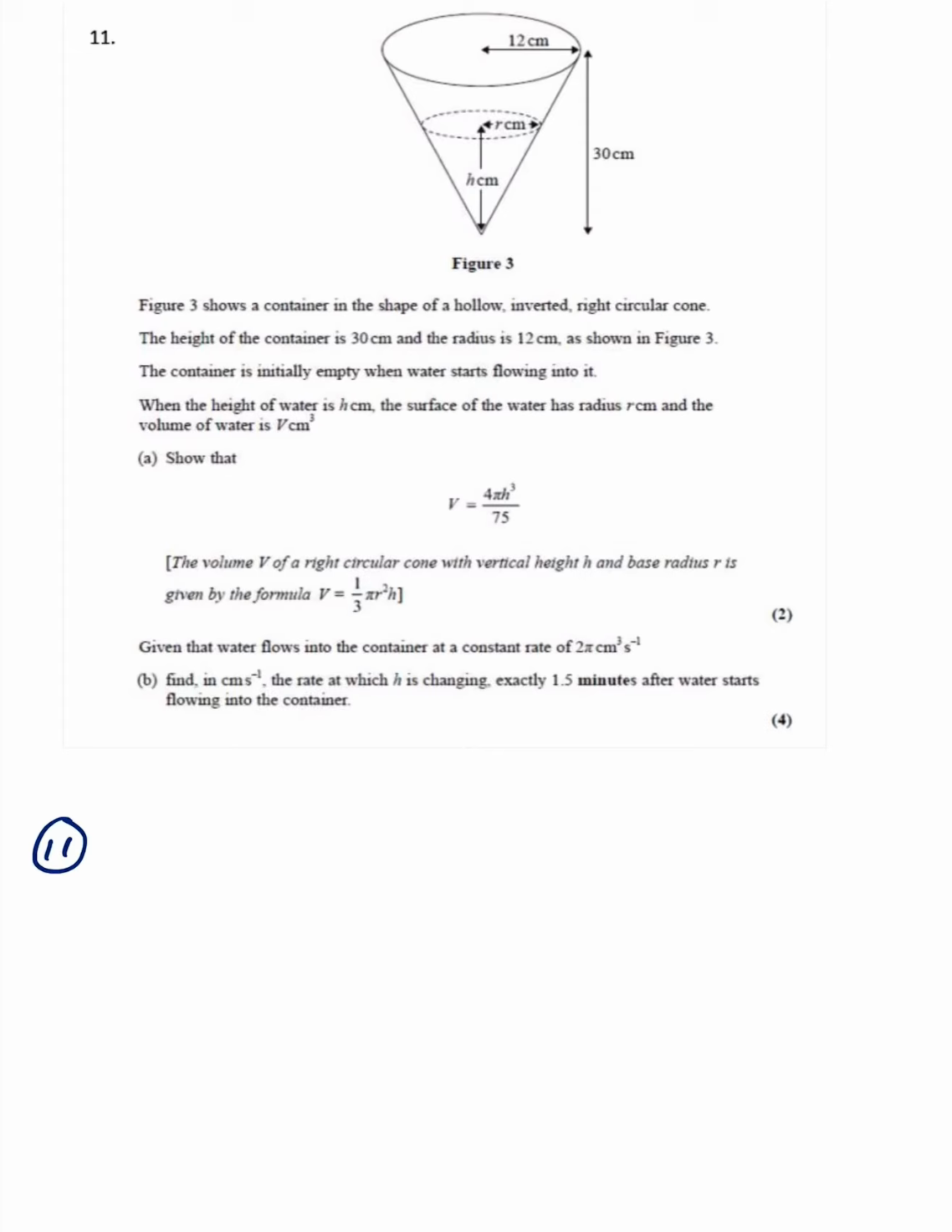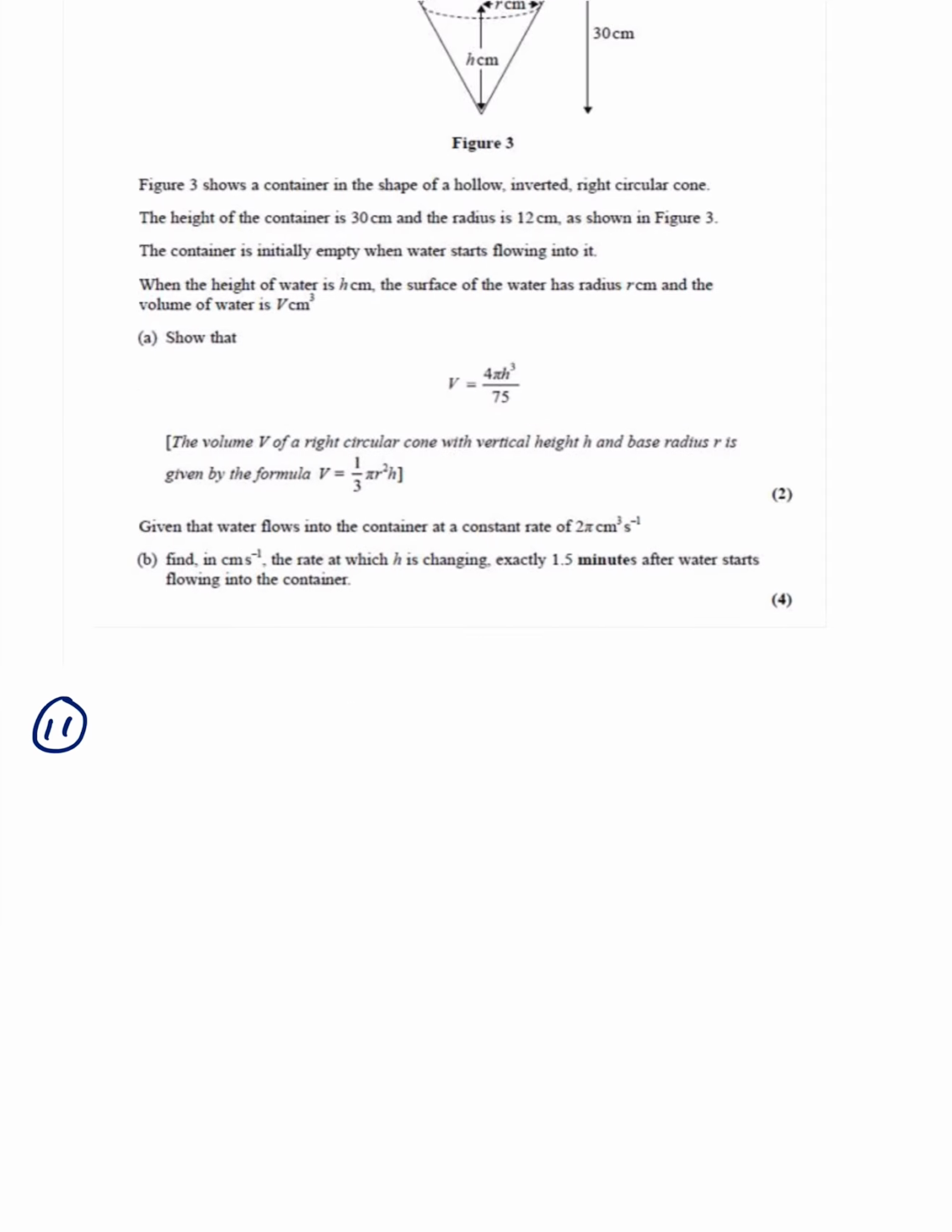It says that Figure 3 shows a container in the shape of a hollow inverted right circular cone, and the radius of the base is 12 and the height is 10. And when water starts flowing into this, the amount of water should also form a smaller cone which has a radius of r and a height of h at any given time t. So let's try to reconstruct this diagram.